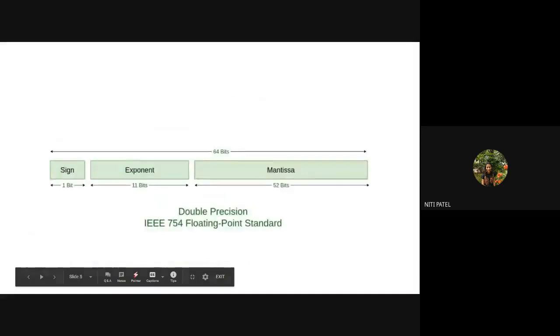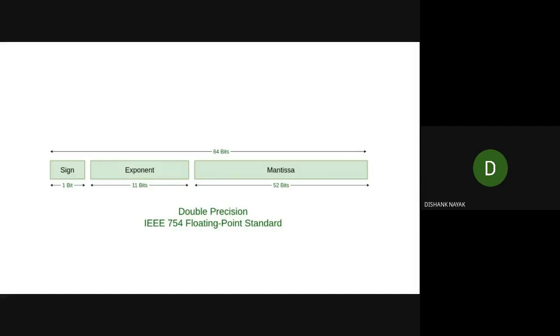Is this understood up till here? Yes, ma'am. Everyone? Yes, ma'am. Okay. So let us look into the example now.